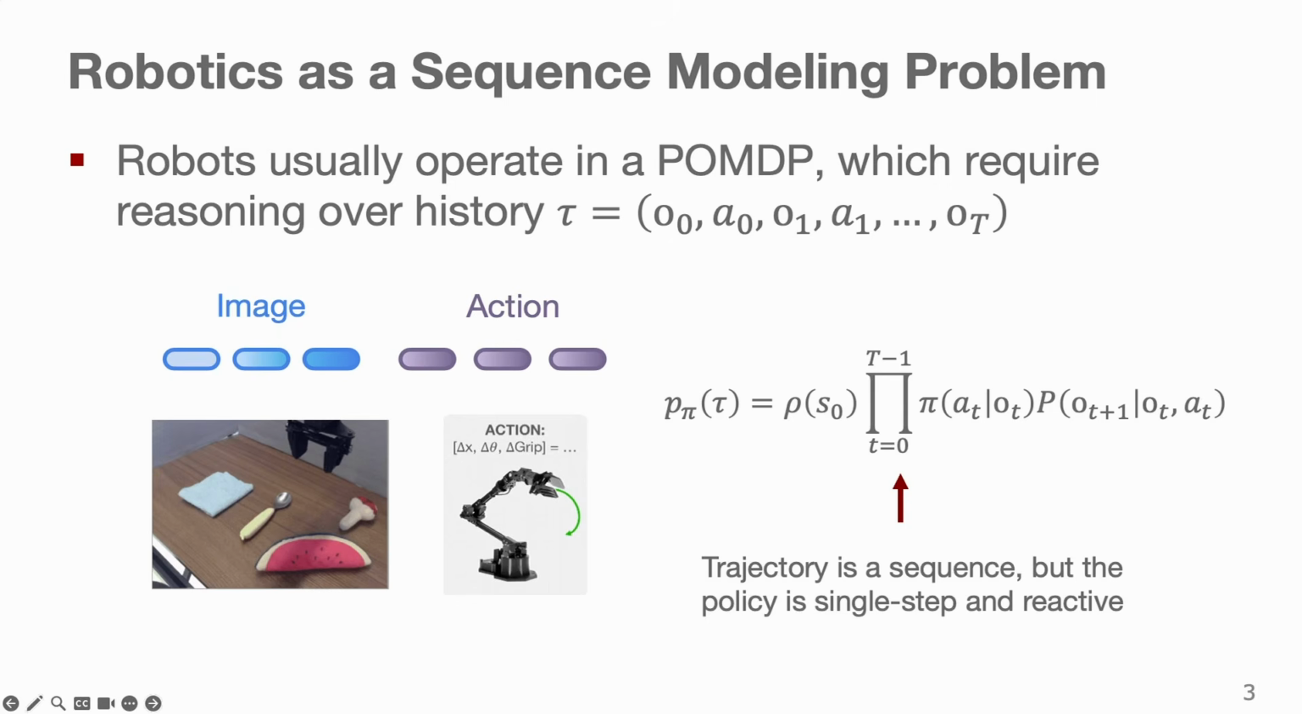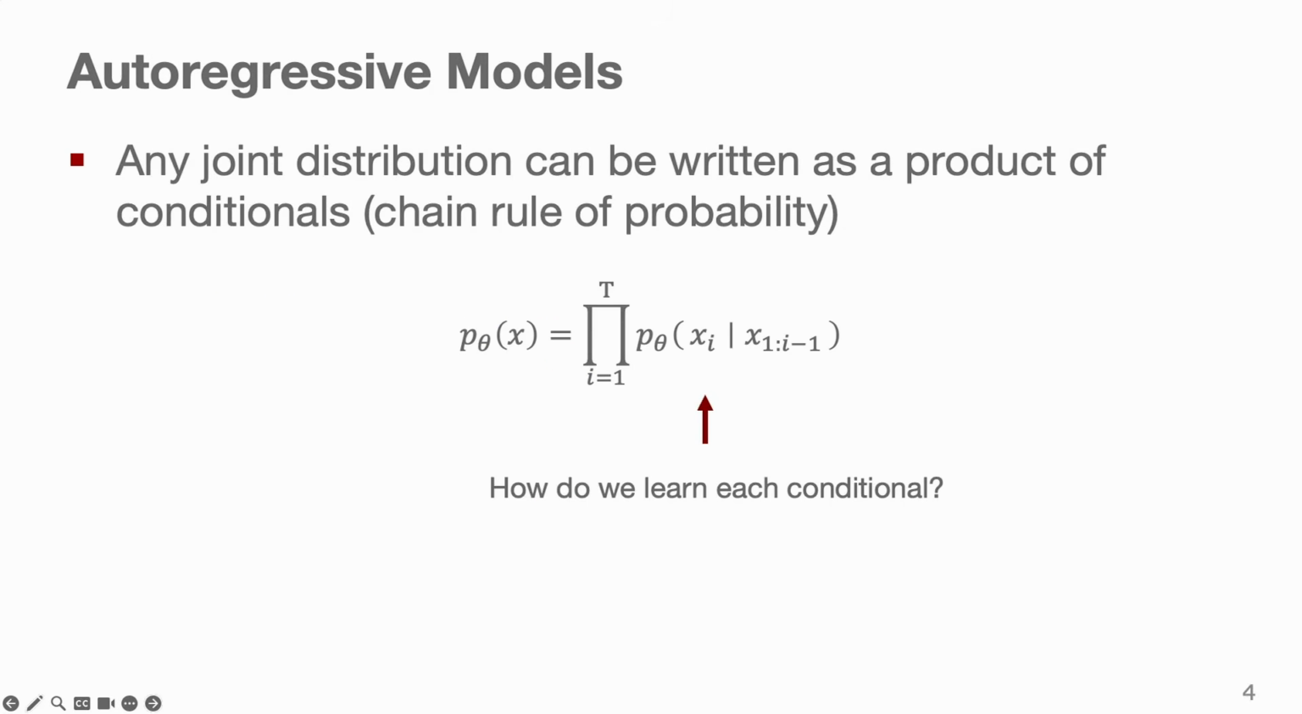You can see here the trajectory probability formula we've been using throughout the lecture, and how the policy we are modeling is just a one-step policy model, single step and reactive. This is a fundamental mismatch: the world is really sequential, but our policy isn't. So the natural question is, what if we model the whole trajectory directly instead of just the next action? How can we model these sequences?